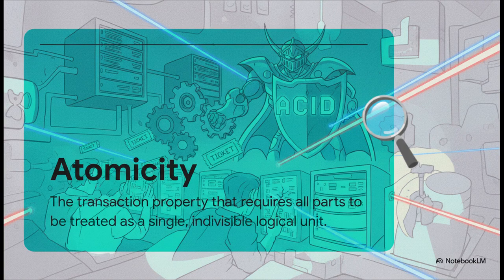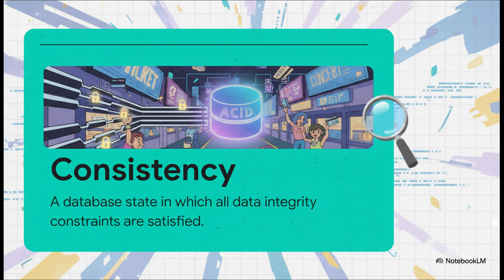First up, we've got atomicity. This is that all-or-nothing principle we were just talking about. Just think of it like this. You're putting all the steps of your transaction into a sealed envelope. Either every single step inside that envelope gets done perfectly, or the whole envelope gets tossed in the trash. It's indivisible.